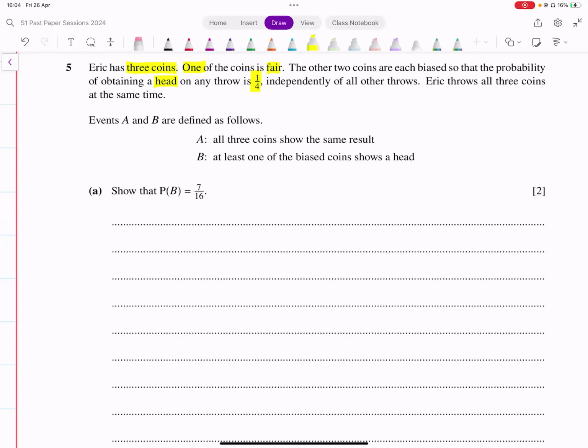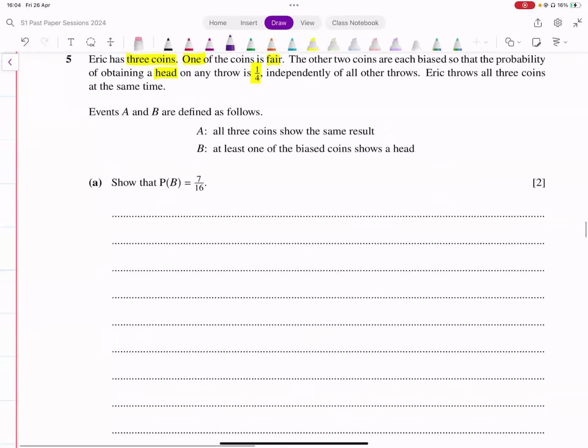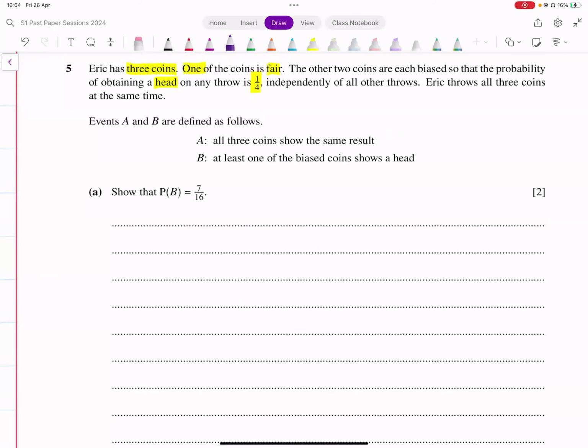Eric throws all 3 coins at the same time. Events A and B are defined as follows. A: all 3 coins show the same result. B: at least one of the biased coins shows a head. Show that probability of B is equal to 7 out of 16. Now, how do you think of this? There are only 3 coins. Coins only have 2 possible outcomes. It's going to be easier if you just draw a tree diagram for this. And that will help you do this calculation quickly after that.